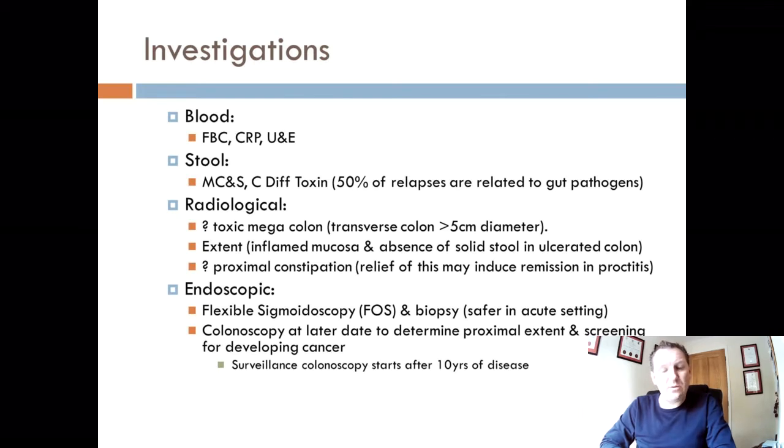At a later date, we want to do a full colonoscopy, both to formally determine the proximal extent and also to think about screening for any cancers that may be developing, as we know that ulcerative colitis increases the risk of bowel cancer. And we tend to start surveillance colonoscopy 10 years after diagnosis.